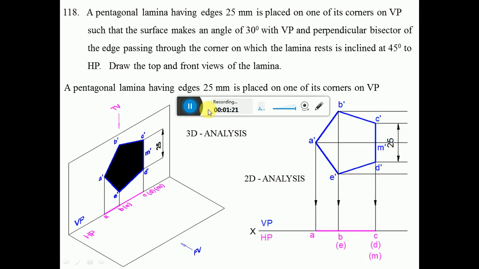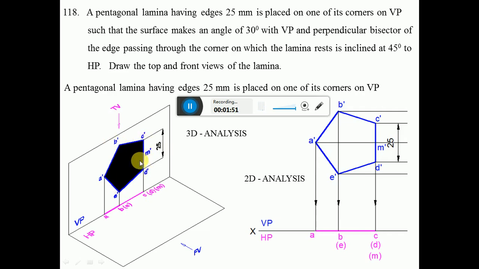Now, a perpendicular bisector is also given. So we draw the perpendicular bisector from corner A dash to the side opposite to this corner, which is C dash D dash, and you mark that midpoint as M dash. So this is the perpendicular bisector. Here we have A dash, B dash, C dash, D dash, E dash, and also M dash.